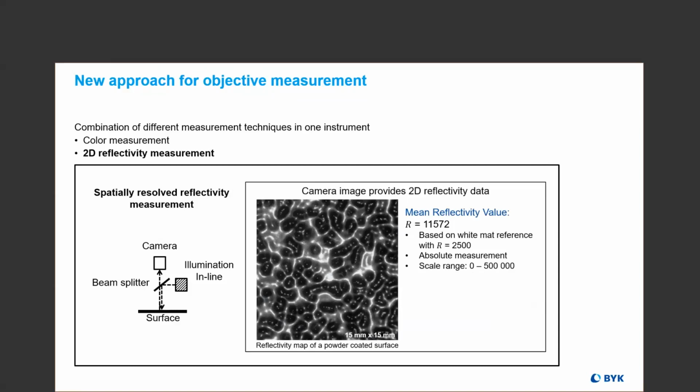And the measurement is referenced to a light trap for the dark calibration, and also to a matte, low gloss white tile for the light calibration, and that tile has a reflectivity of 2500. The overall range of reflectivity actually goes up to 500,000 units. But here, a reflectivity value is assigned to each pixel. All of those reflectivity values are averaged, and you get an average reflectivity value, which for this surface being measured is 11,572.